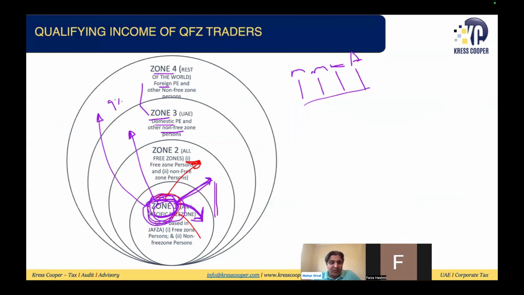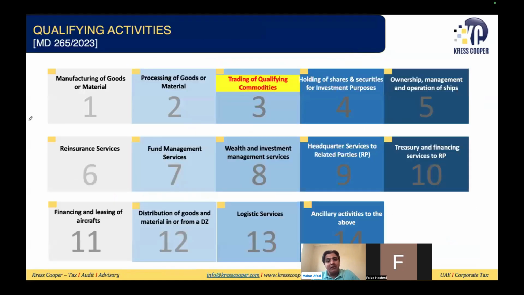This qualifying free zone person is dealing with the other free zone person in the same free zone or other free zone. Now there is a possibility that this qualifying free zone person is selling the goods to zone 3 and zone 4. If the qualifying free zone trader is selling the goods to zone 3 and zone 4, and this is not being sold to the domestic PE or foreign PE, then the law says the trading of the qualifying commodity will be considered a qualifying activity.